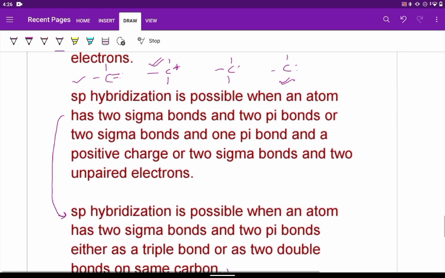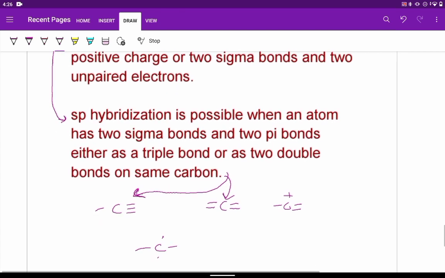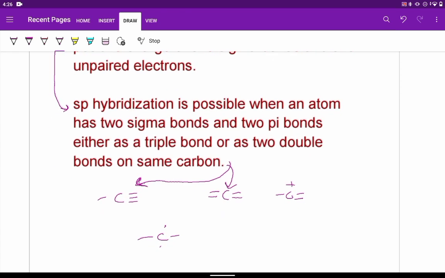Now see sp hybridization. sp hybridization will be possible when the atom has 2 sigma bonds and 2 pi bonds. When it has 2 sigma bonds and 2 pi bonds, it can be a triple bond or 2 double bonds. This is the case where there is a triple bond. This is the case where there are two double bonds on the same carbon.